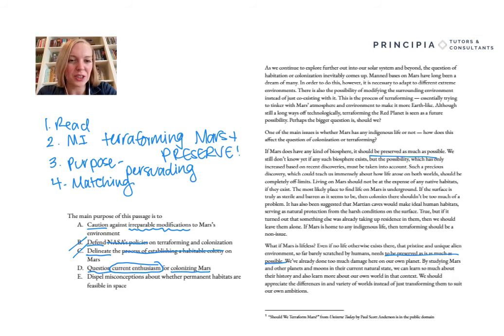All right, so then let's check out answer E, dispel misconceptions about whether permanent habitats are feasible in space. The word dispel, again, means to get rid of wrong information. That seems possible, maybe. But I don't know that we're dispelling misconceptions about whether permanent habitats are feasible, right? It's not just are they possible, it's should we do them? So given that, I think we can eliminate E, and I think our best answer choice is A.